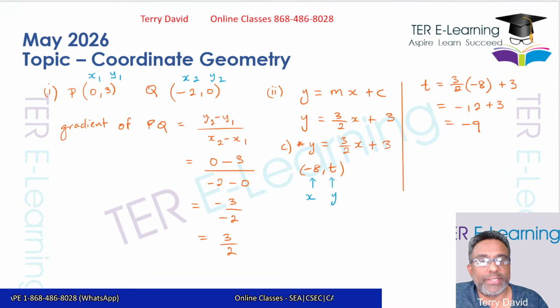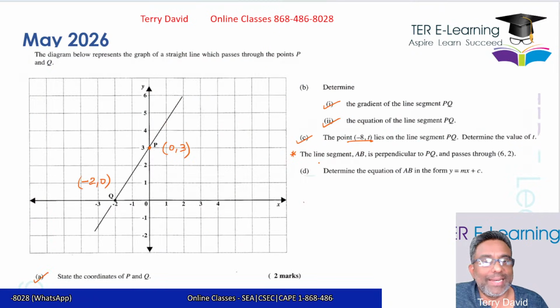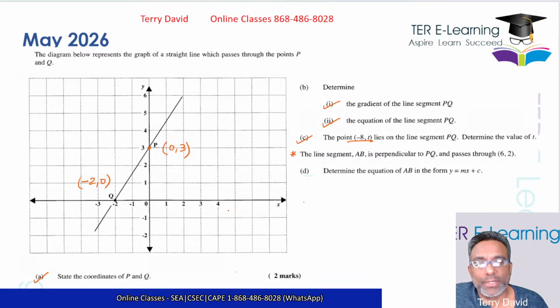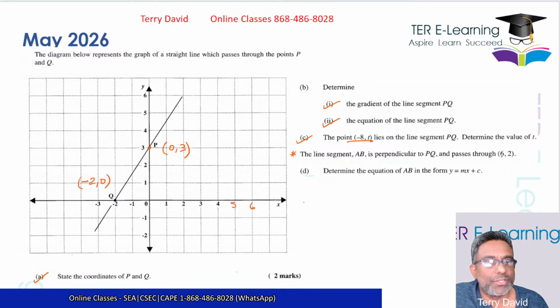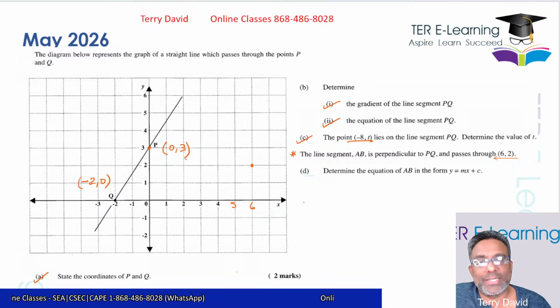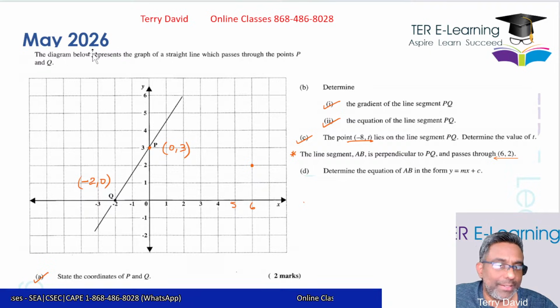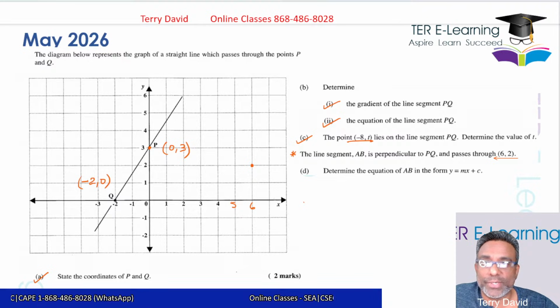Okay, so that is part C. What else do we need to work out? They're telling us that the line segment AB is perpendicular to PQ and passes through the point (6, 2). Let's see where that line is here. If this will be 5, this is 6, so the point (6, 2) is going to be here. We have a line that is passing through the point (6, 2), but it's perpendicular to PQ. So in this case, this is what we have.